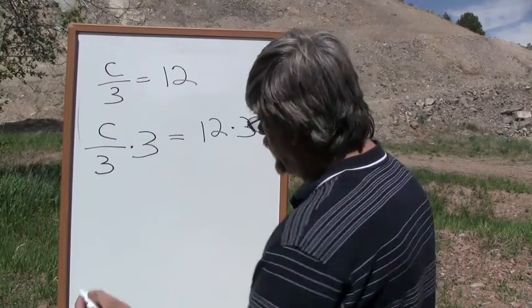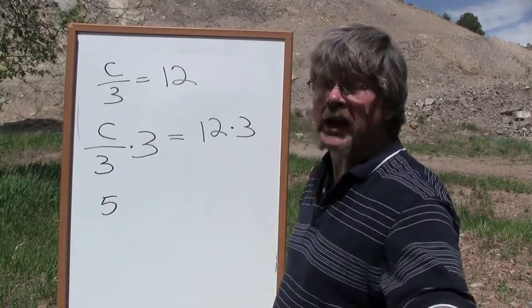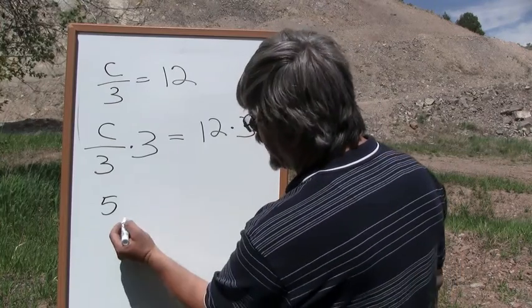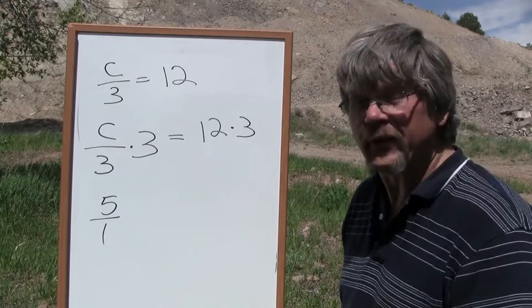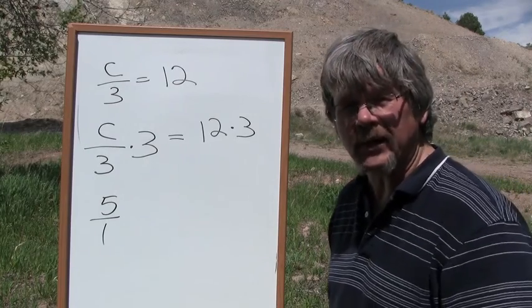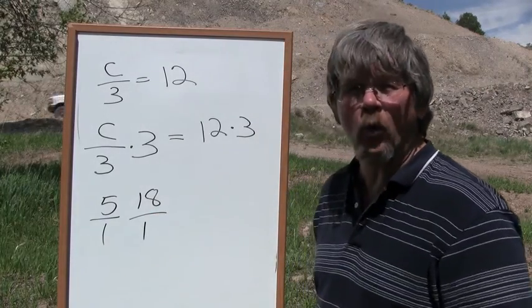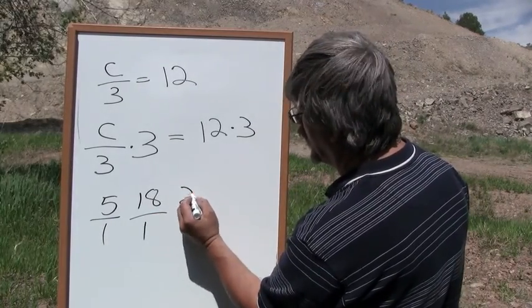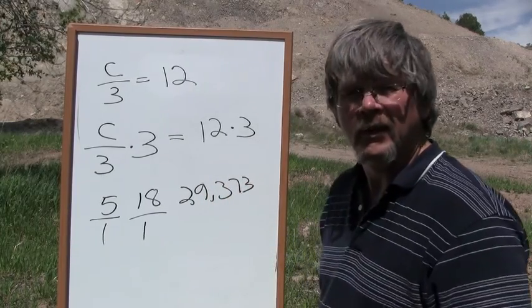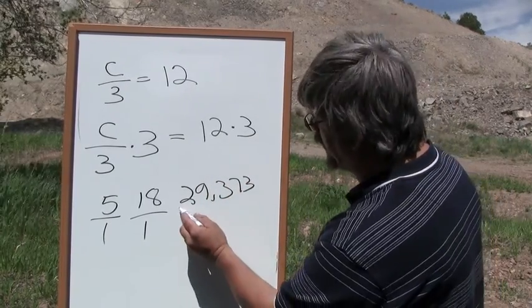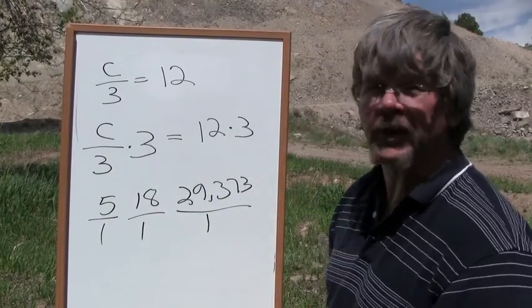Every number is a fraction. It's a rational number. That's the definition. 5 is simply 5 over 1. 5 is a real fraction. That's not just a gimmick. 18 is really 18 over 1. 29,373 is really 29,373 over 1. Every whole number is also a fraction.